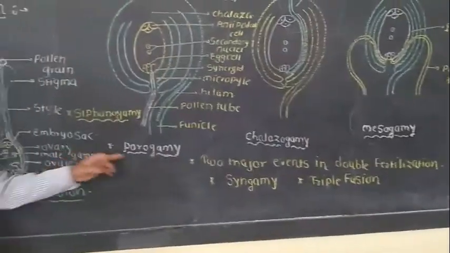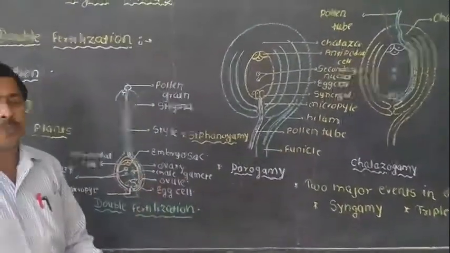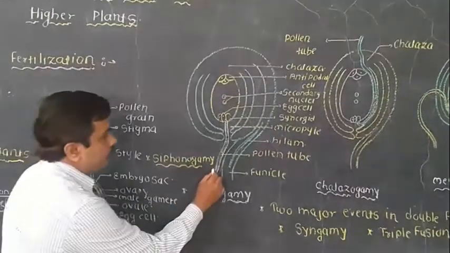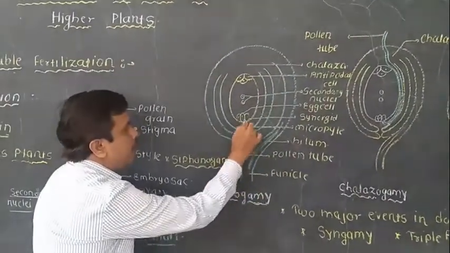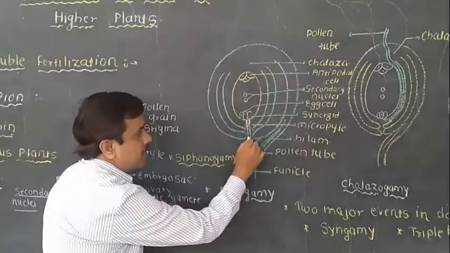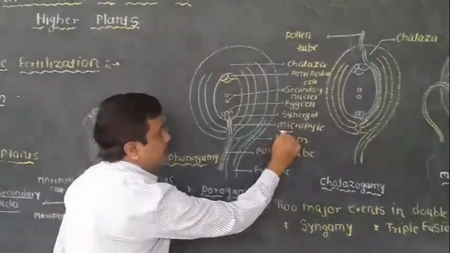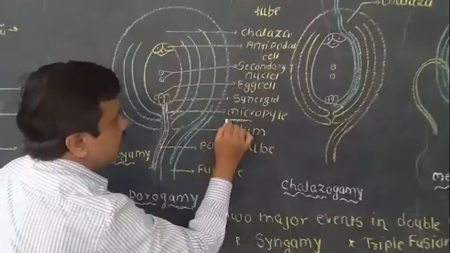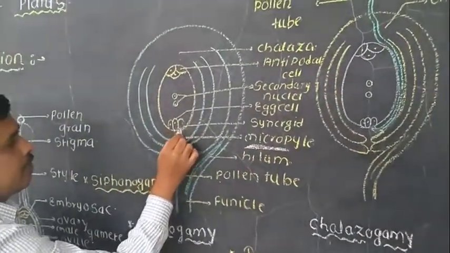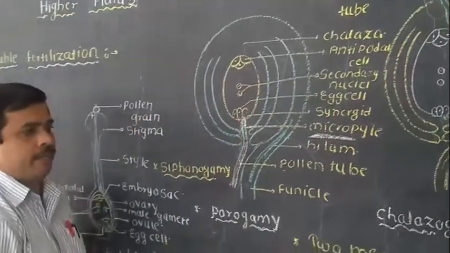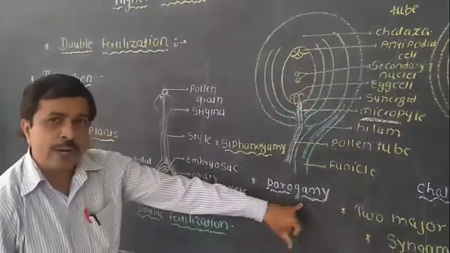Okay. In porogamy, what happens in the general angiospermic plant? The pollen tube enters into the embryo sac through the micropyle. This is the micropyle region. Through this micropylar end, the pollen tube enters into the embryo sac. Okay. This process is known as porogamy.